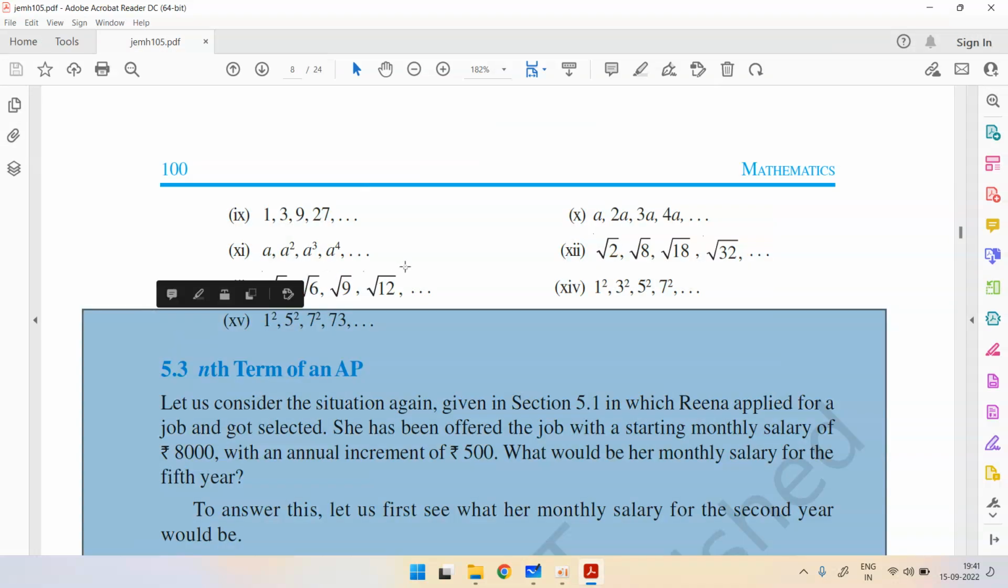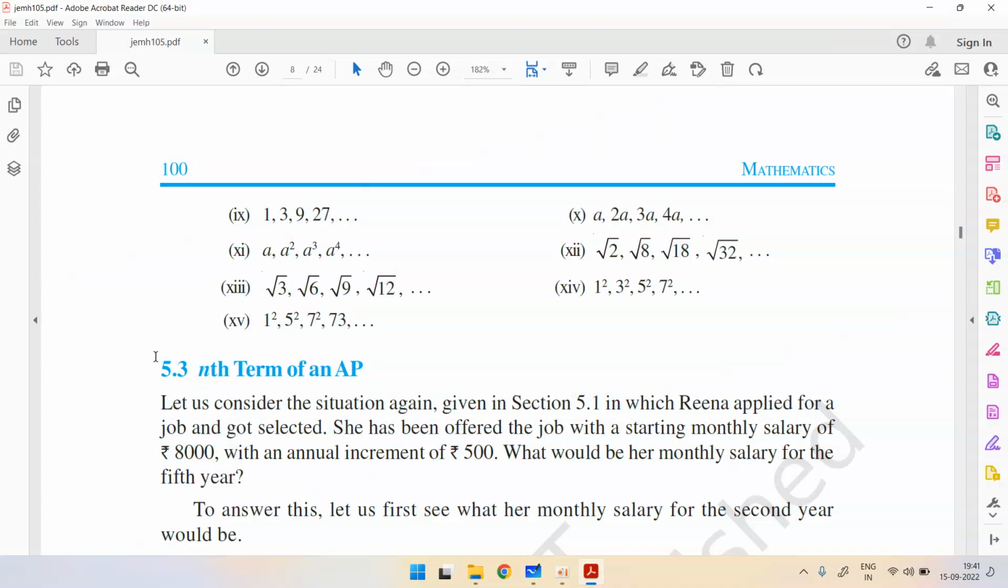Now I will cover the topic 5.3, or section 5.3 of chapter 5 mathematics, that is arithmetic progression.